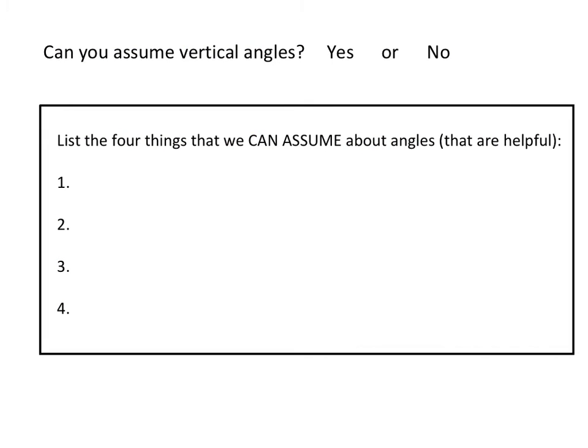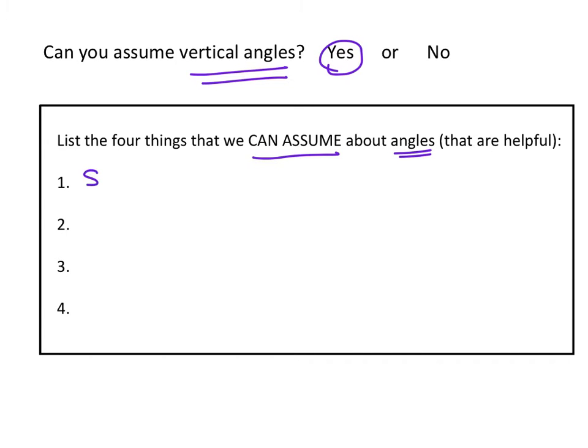So can you assume that you have vertical angles? And yes, that is something that we can assume about angles. If you have two lines intersecting, vertical angles will be formed. We don't have to prove it, we can assume that they are vertical angles. So just to go back, let's look at the four things that we can assume about angles. This helps us when we do our proofs.